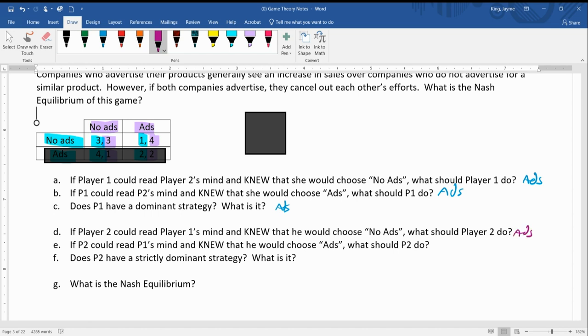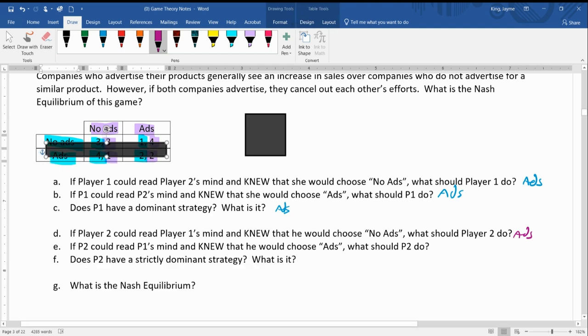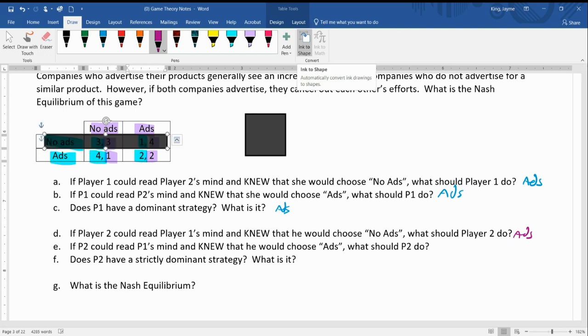Okay, and then what if you knew that they were going to do ads? Then what should you choose? Well, your options now is it's either going to be 2 here or it'll be 1 here. So 2 is better. They should choose ads again. So do they have a dominant strategy? Yeah, and it's ads. So what's my Nash equilibrium? Well, player 1 should choose to do ads, and then player 2 should also choose to do ads.